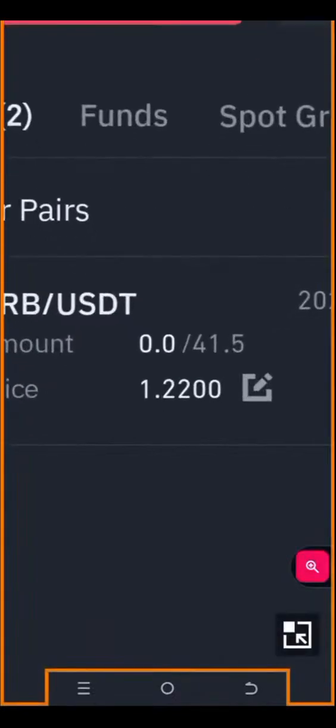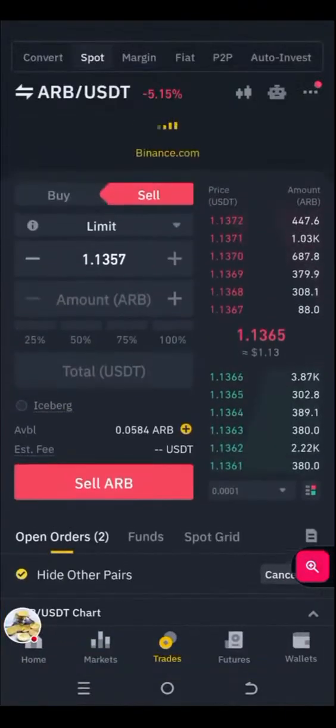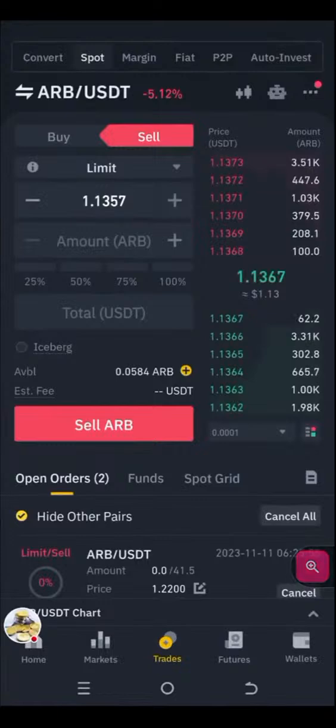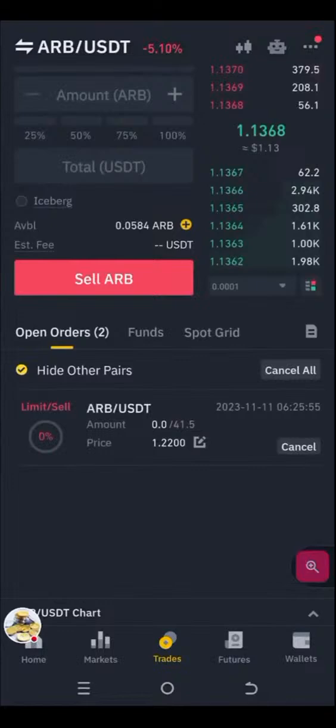So what I'm planning to get is 1.22. That's the price of ARB I want to get, right? But it's currently 1.13, because it's going down. So I'm just going to set it to get that, so that even if it takes me 1 or 2 days, once it gets to 1.22, my take profit or my sell limit will be triggered, and I will get the money, and I'll get the profit that goes with it.